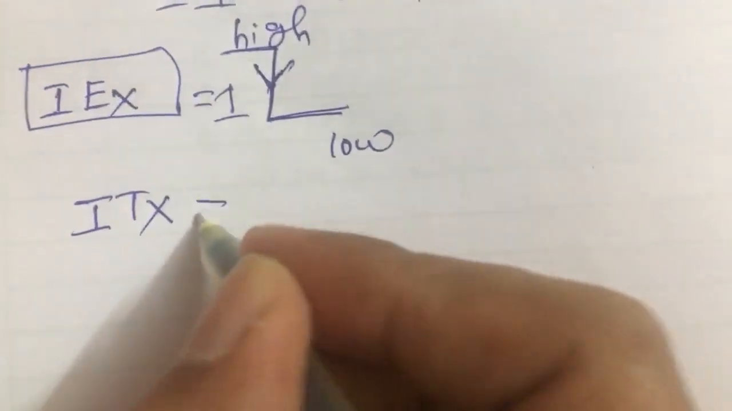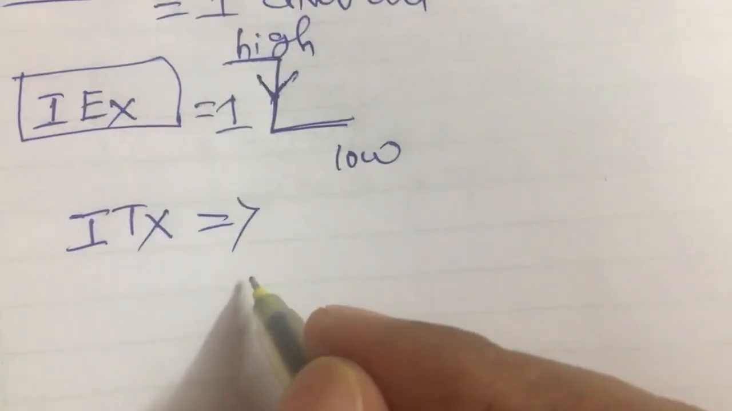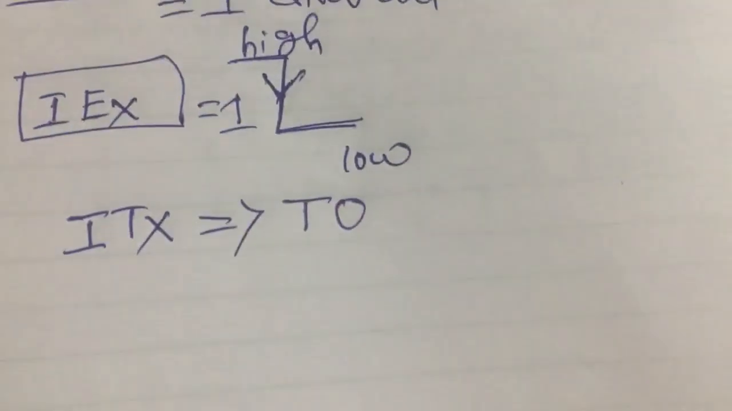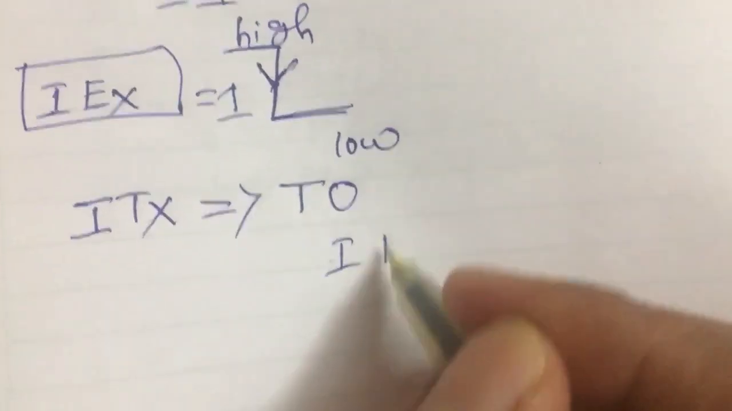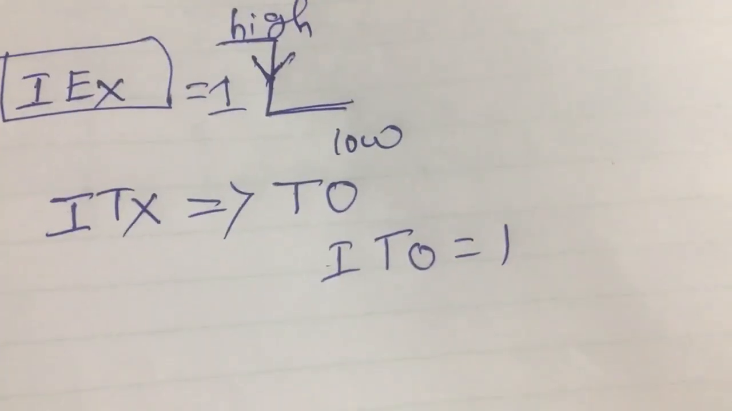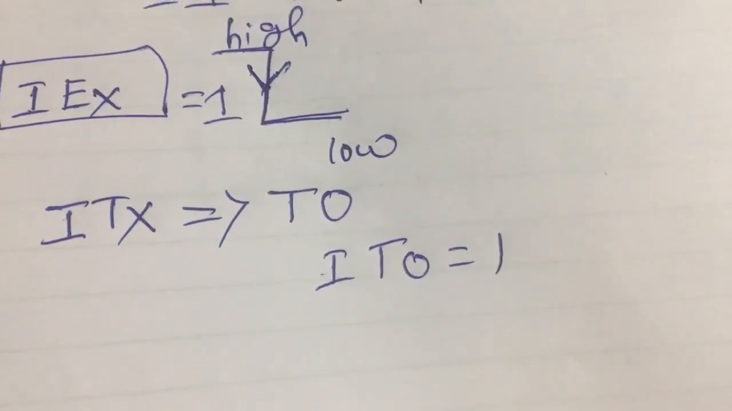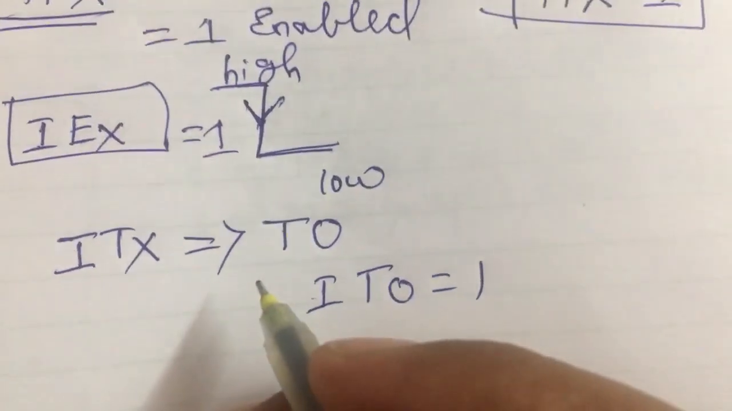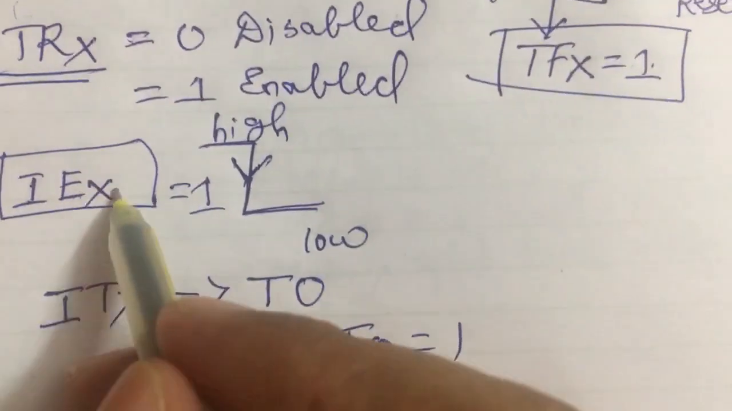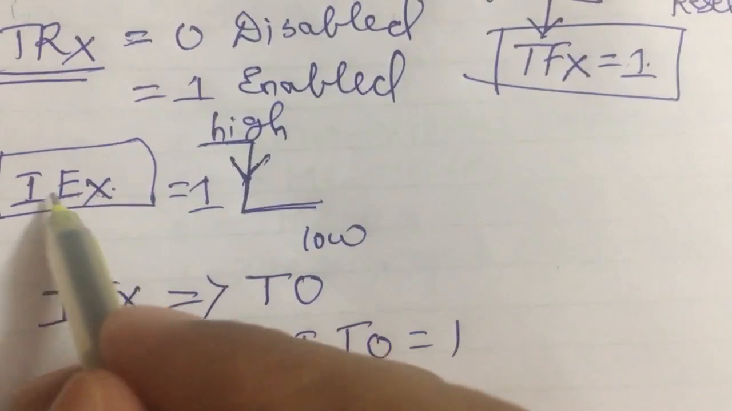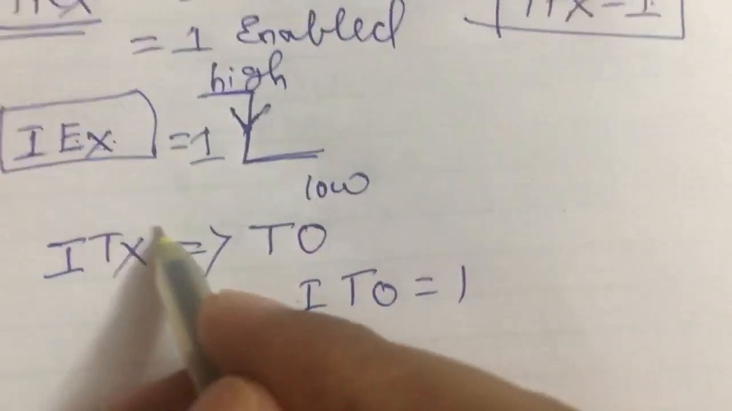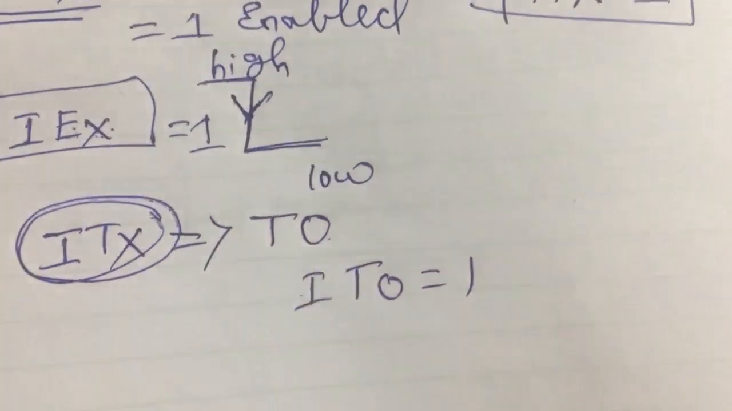And if I take ITX, if there is an interrupt which occurred on timer 0, then the value of IT0 will be equal to 1. So IEX is with respect to the external interrupt, and ITX is with respect to the timers.